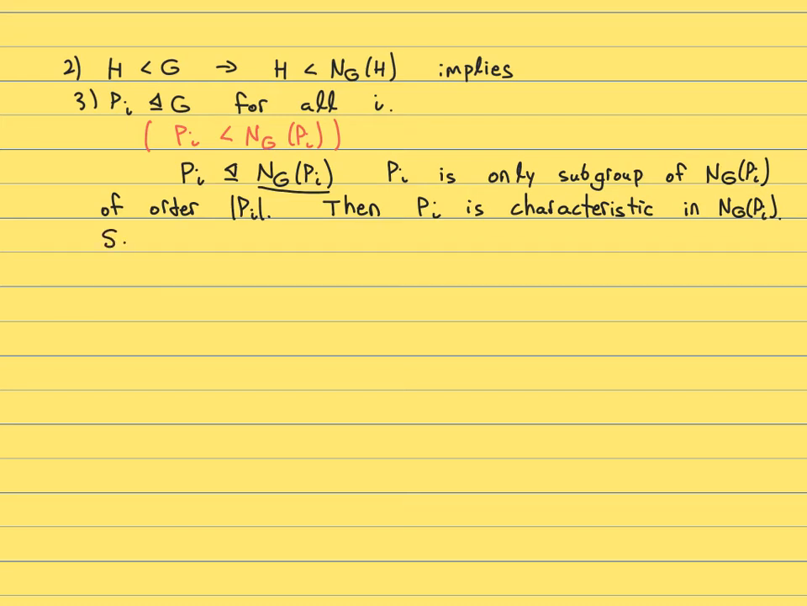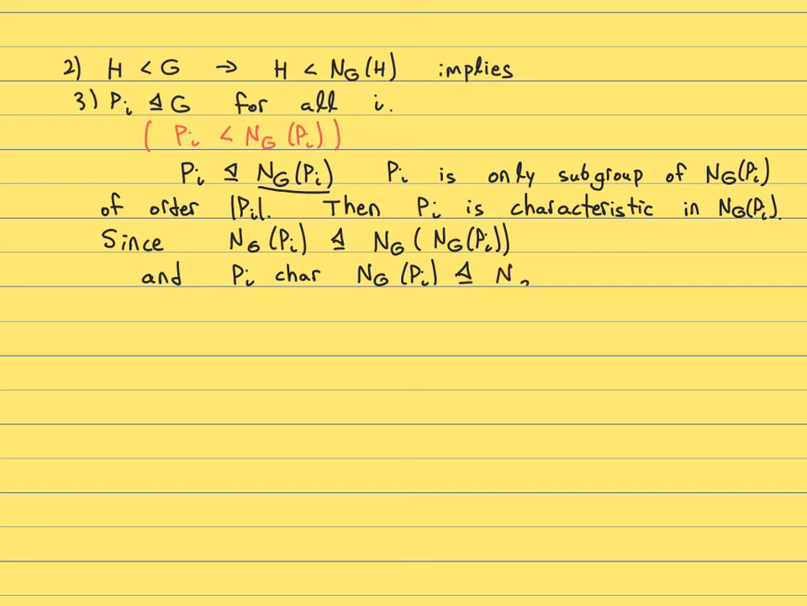Worth pointing out that this normalizer is also normal in the normalizer of itself. So this is a weird argument because you're doing the normalizer construction twice. And we now have P_i is characteristic in its own normalizer. Then it follows that we had this transitivity property that P_i is also normal in the double normalizer.